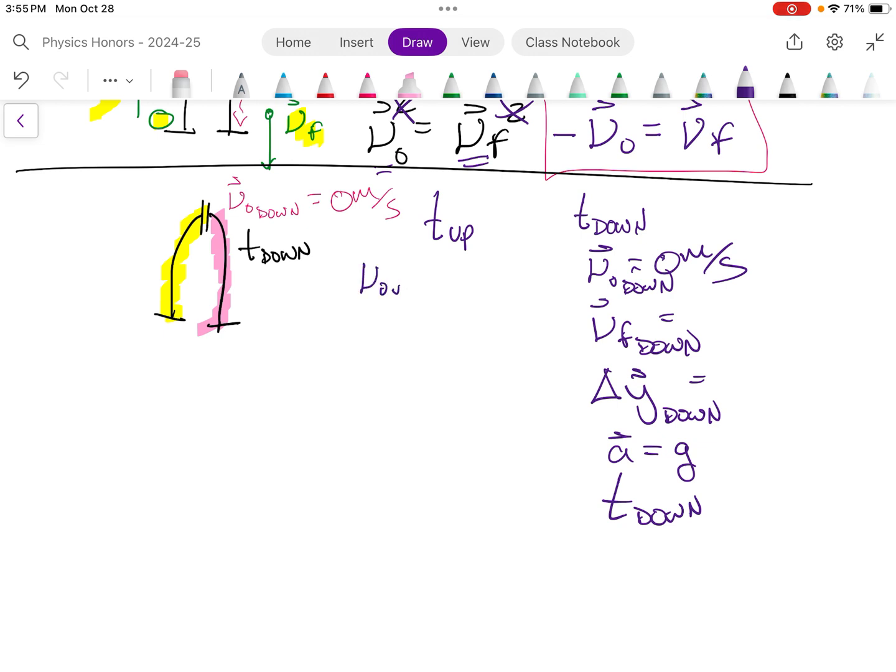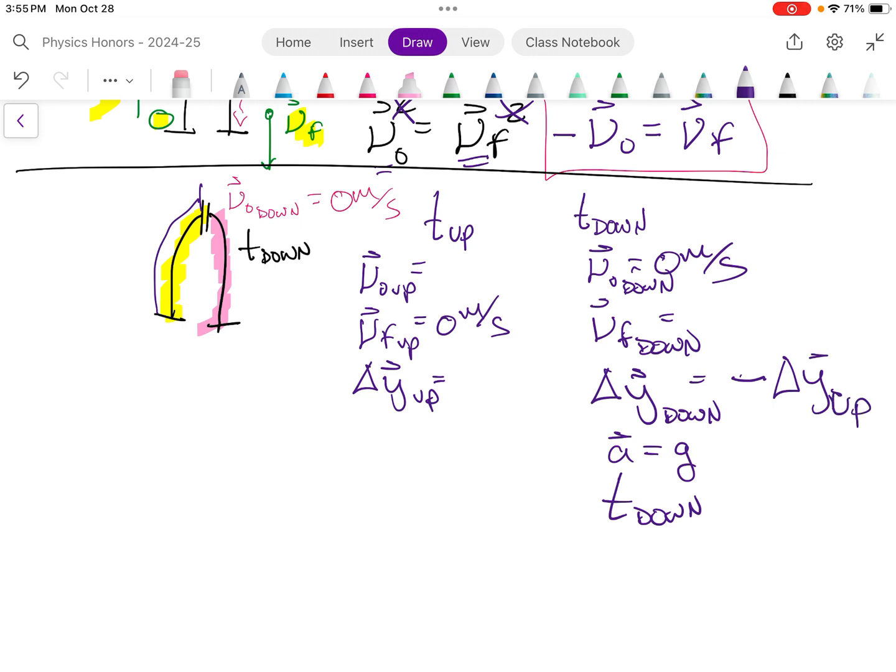Okay, we know the acceleration is g, and we happen to know our t up stuff. vo on the way up, I don't know. vf on the way up, that's 0, right? Because when it's at the tippy top of its path, the velocity is 0. Delta y on the way up, I don't know what it is, but I do know that delta y on the way down is negative delta y on the way up, right? Because the change in vertical position on the way up is the same in magnitude, just opposite in direction. Acceleration, g, time up. All right, so let's see if these are the same, okay?